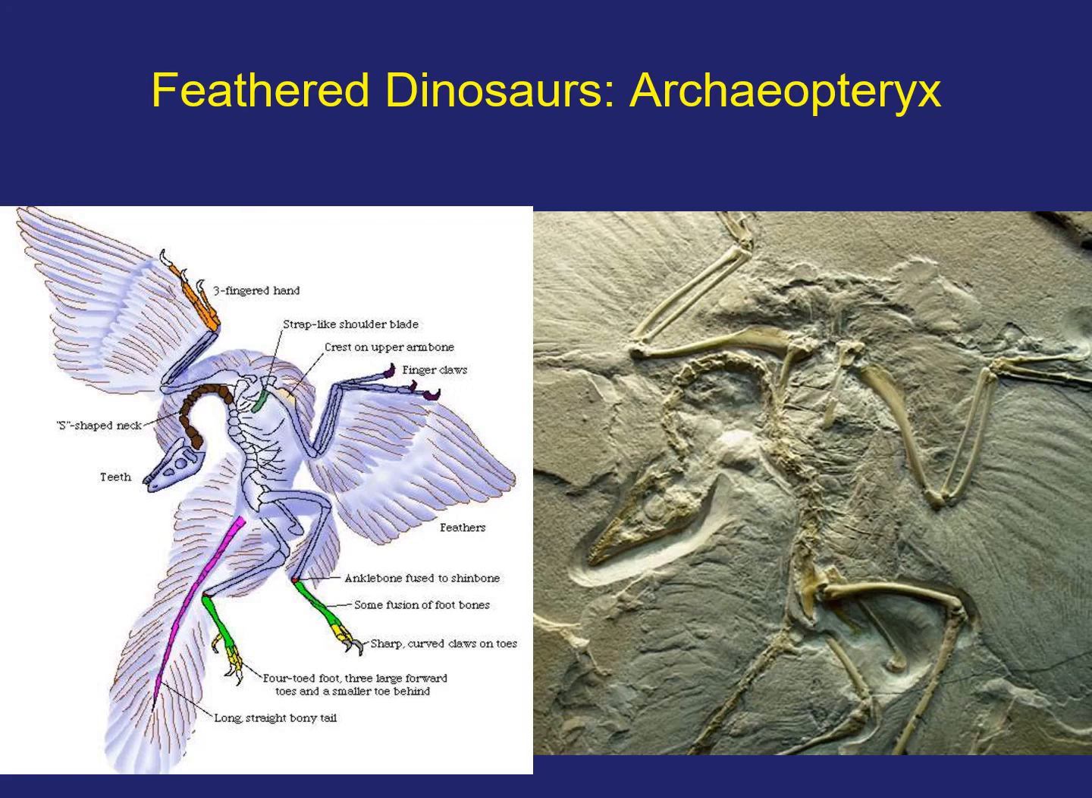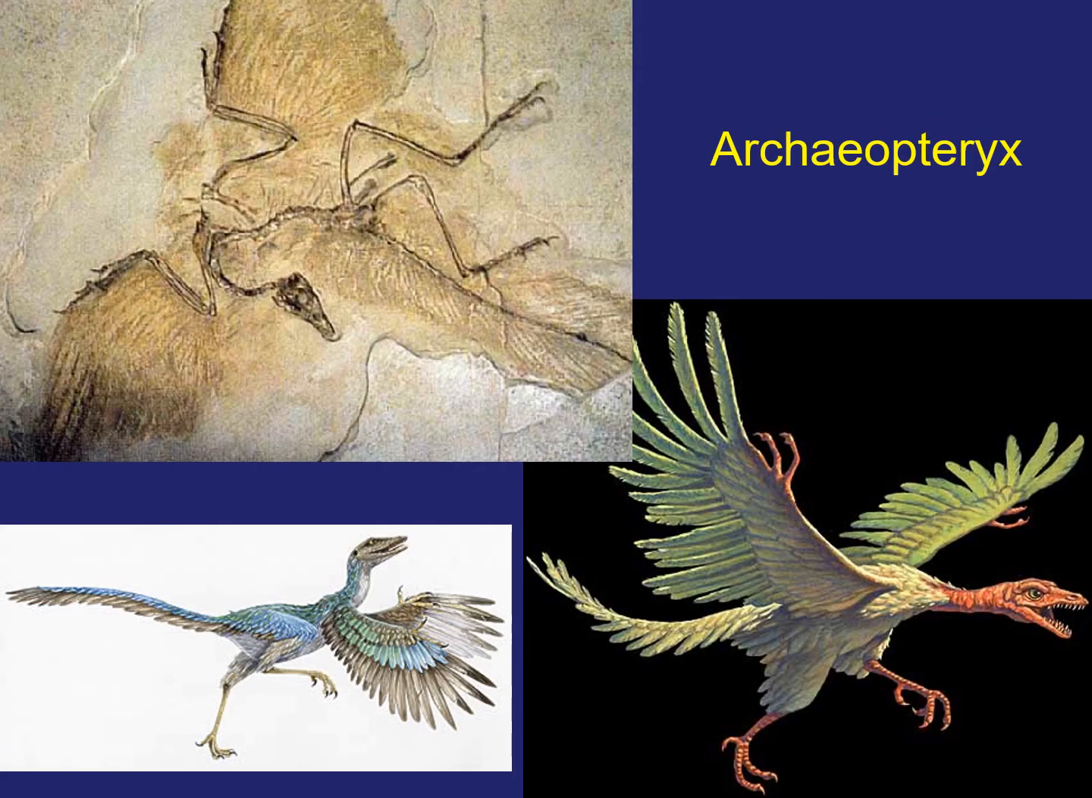We have very clear imprints of feathers. This is a very famous fossil. There are several of these that came from Germany, and they came from a very ancient lake that had very fine sediments, silt and clay, that preserved structures really well and preserved feather imprints. And here is another view of what this critter might have looked like in life. It probably was not a very strong flyer.